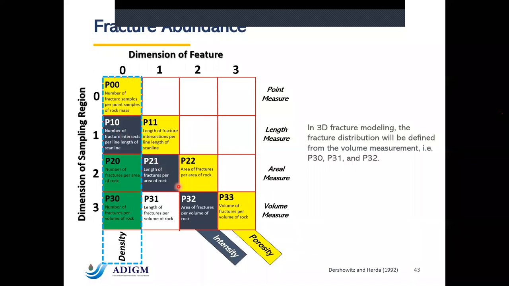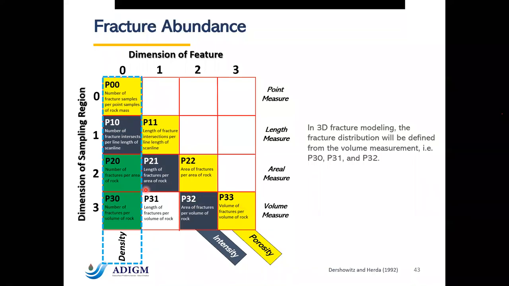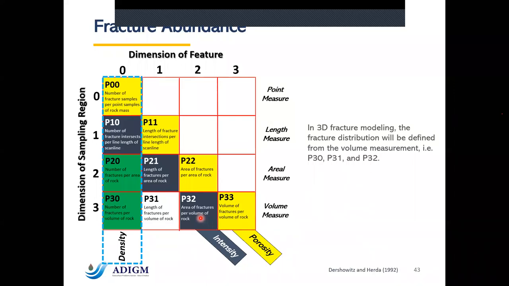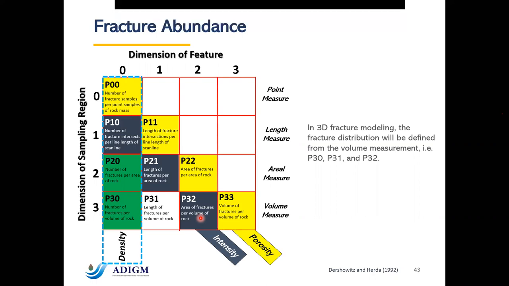Right? In the modeling, what we use is these three things, P30, P31, P32. The most common one is P32. So we need to convert the P10 into P32. The conversion technique, I did not put it here because it requires quite a sophisticated Excel. I can refer you to the Wang PhD dissertation in 2005, how he converts the P10 into P32.